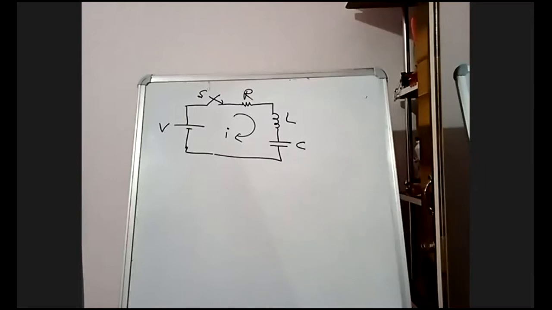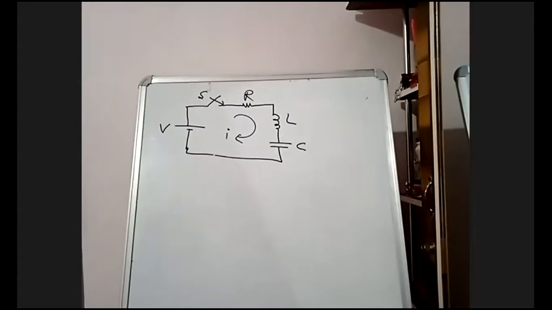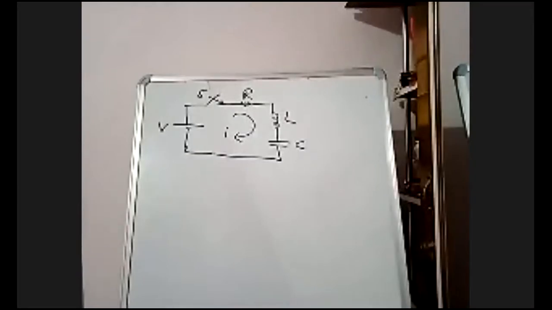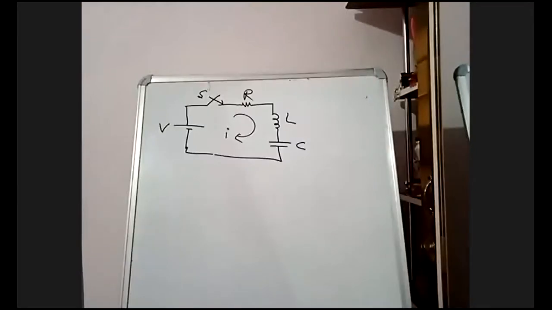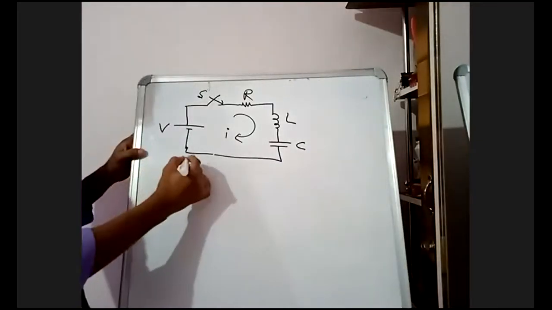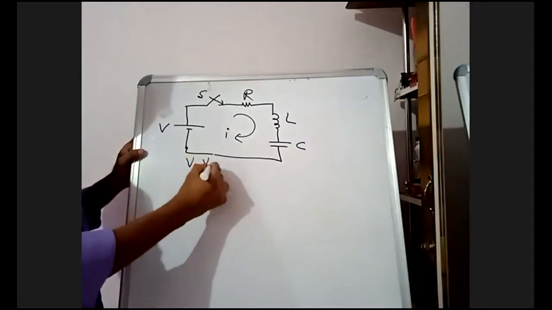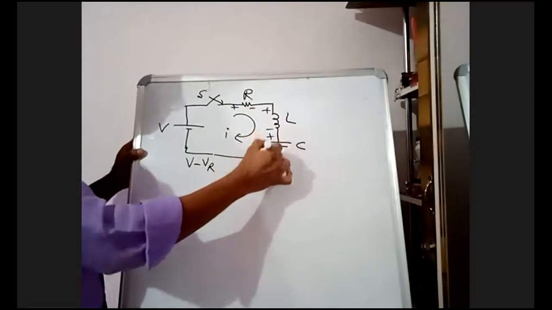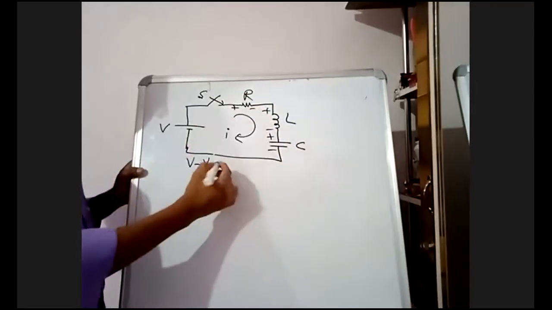So what do we have to determine in this? We have to determine the current equation. Okay, we have to determine the current transient equation. See here, first I will write the loop equation. In the direction of current, you can take plus and minus for resistor, inductor, and capacitor.